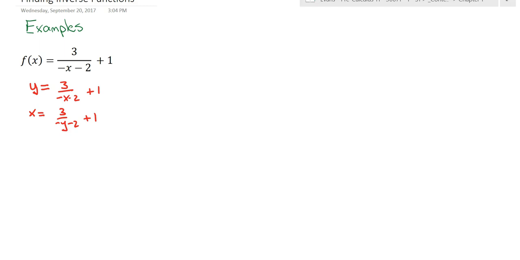So the next thing to do is to move the 1 over here, so that becomes x minus 1 equals 3 divided by negative y minus 2. And then the trick here is I'm going to make this into a proportion, and I'm going to cross multiply.